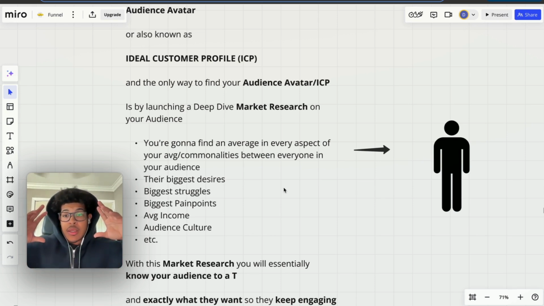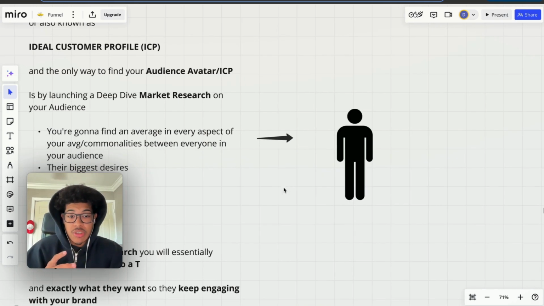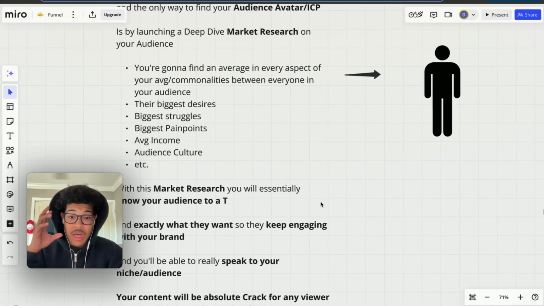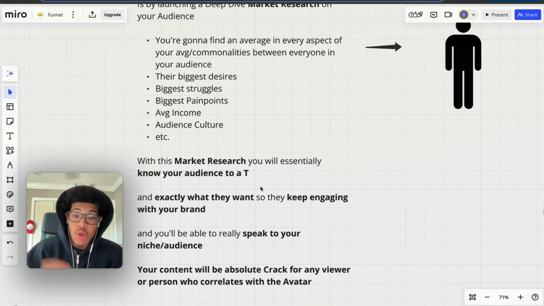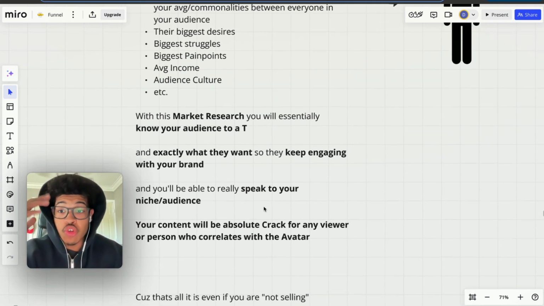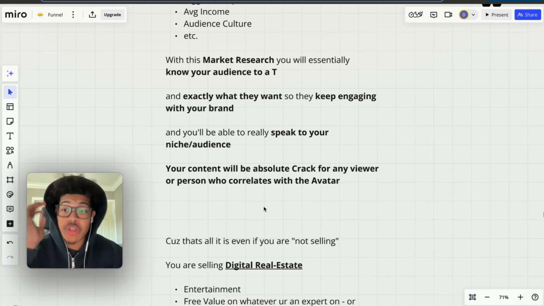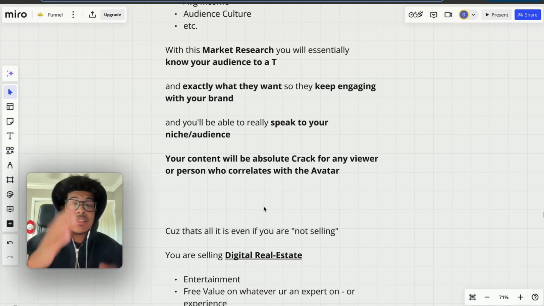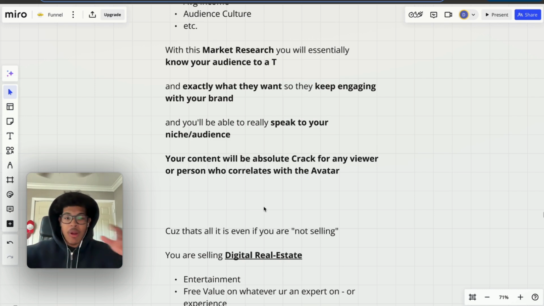A lot of the times, just based on, like, if it's a black creator, they're often gonna attract a black audience. If it's a white creator, white audience, right? Anyways, with this market research, you're gonna get the ICP. You're gonna understand your audience to the T and exactly what they want, so they can keep engaging with your brand, right? And you'll be able to speak directly to your niche, directly to your audience. Your content is gonna eventually become crack for any person who correlates with the ICP.